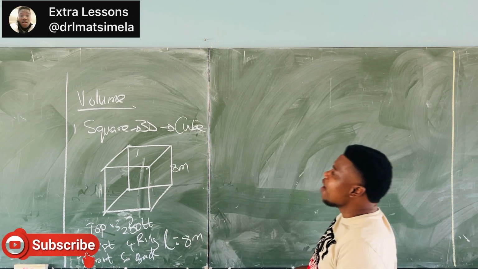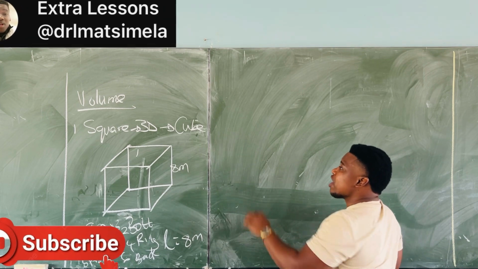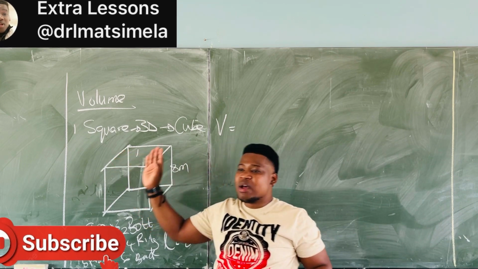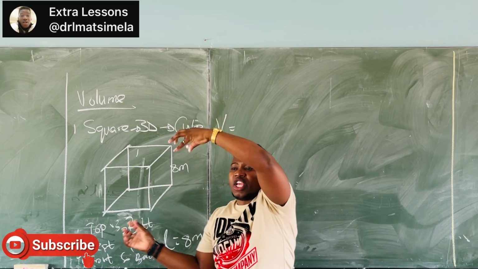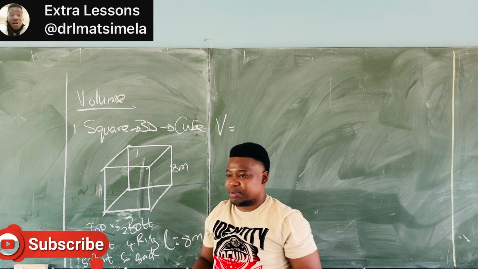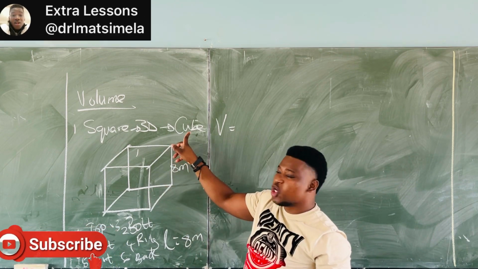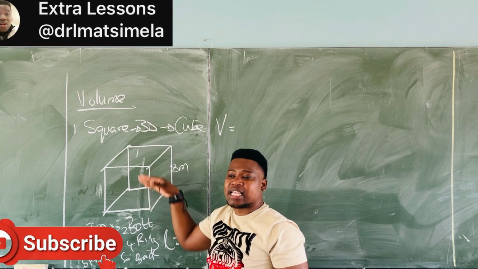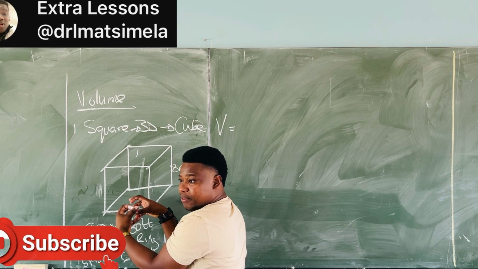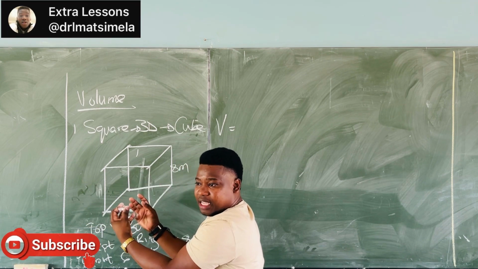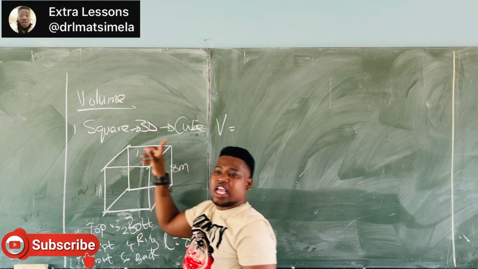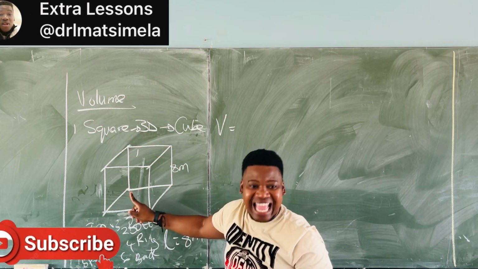Good. Now the volume of this cube. But before we talk about the volume, a volume is the capacity which a shape occupies, or the space that is available inside a shape. If it's a cube like this one, it is made up of sides that are square, which means inside there is a space. The space can contain something. That space is a volume which a shape can occupy.